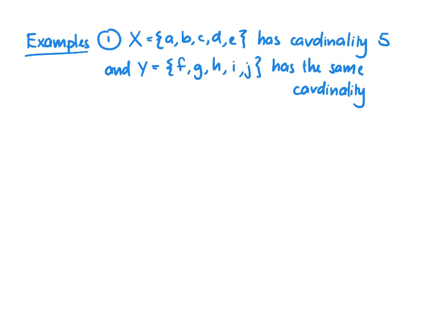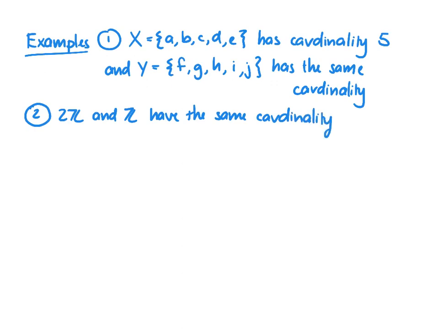Here's maybe a more interesting example with infinite sets. So 2z, the even integers, and z have the same cardinality. You proved on the functions worksheet that there's a bijection between these. So here it is, the function from 2z to z, which is the halving function. f of a equals half of a, is a bijection.